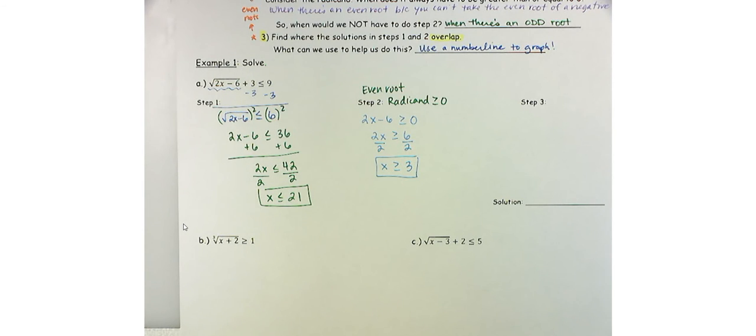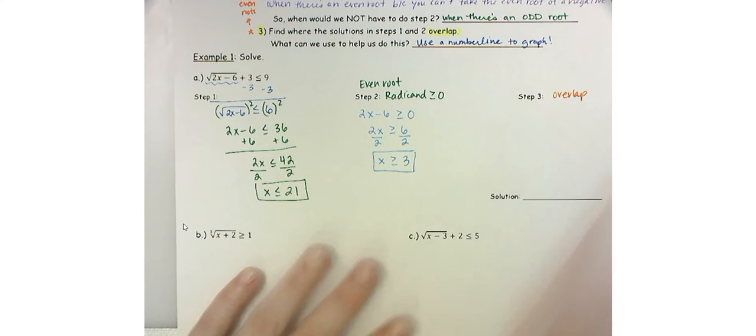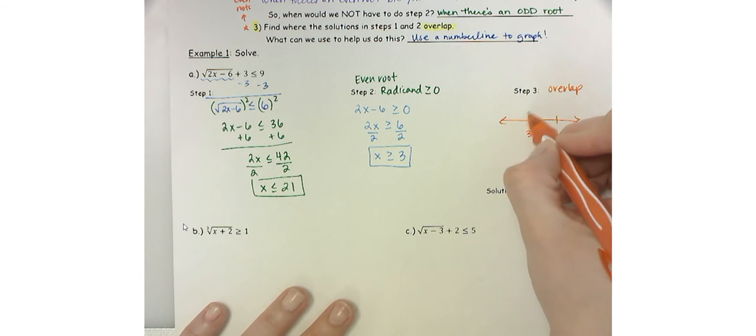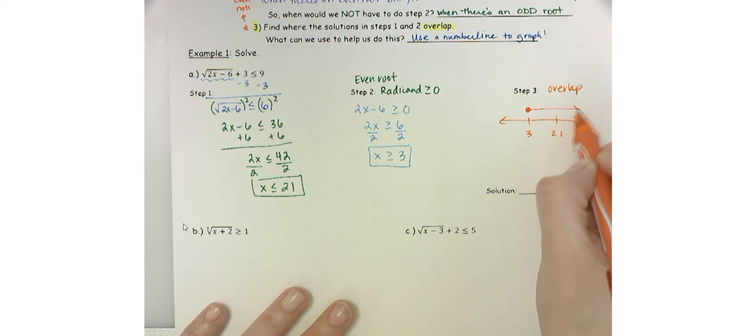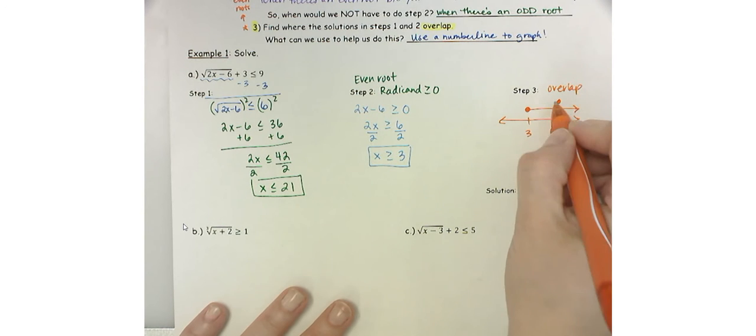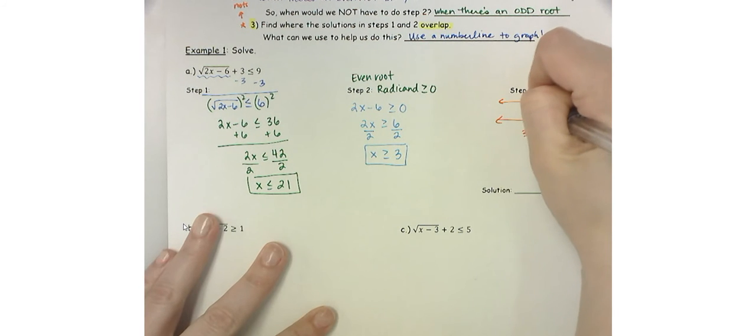Okay, so on my number line, I have 3, and then I have 21. This is a closed circle. This is equal to, so this is going to be a closed circle. And then my overlap is right here. So now when I'm doing my solution, I can see it's in between 3 and 21.